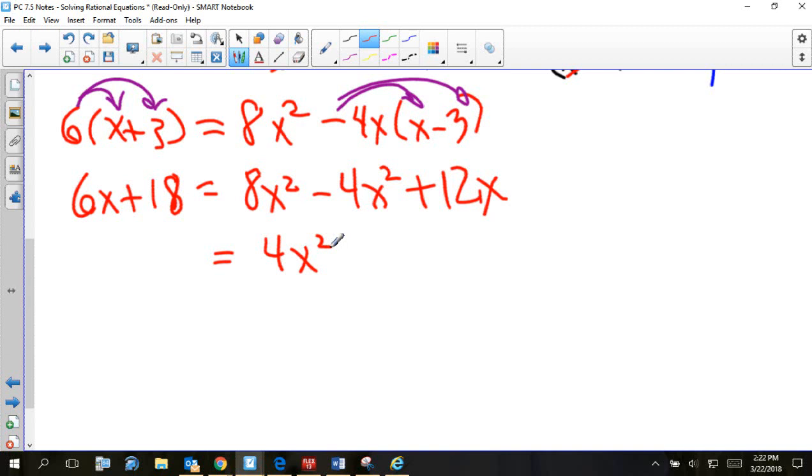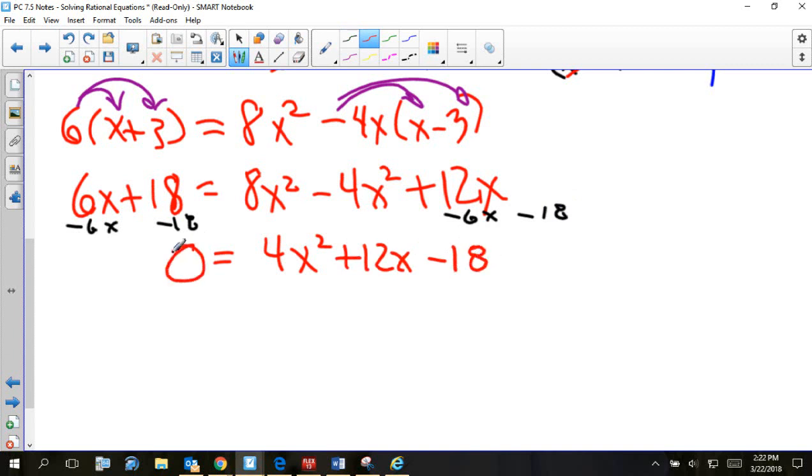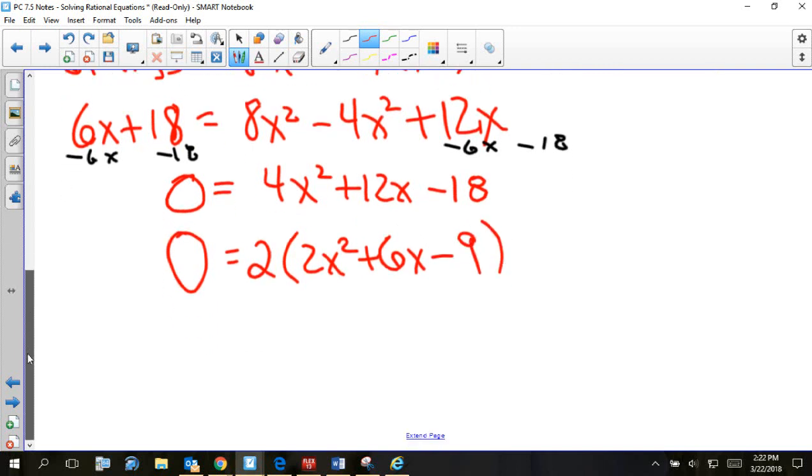So I'm going to subtract 6x and subtract 18. And we will factor it. First step of factoring. GCF, there is one. 2. Then, since it's a trinomial, we'll guess and check.